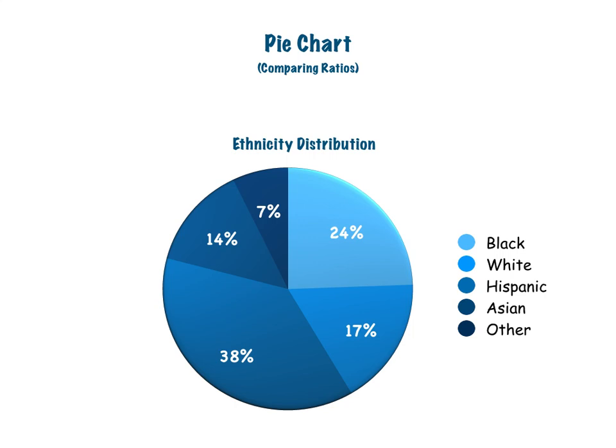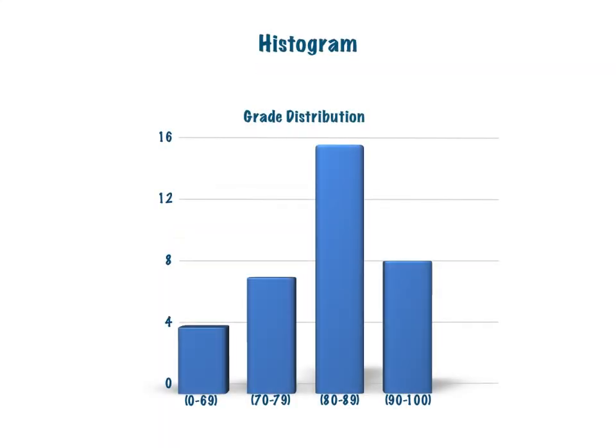The last example we're going to discuss is the histogram, which is great for showing frequencies. In this example, we see that just under 4 people got grades between 0 and 69. Just under 8 people got grades between 70 and 79. Approximately 16 students got grades between 80 and 89. And 8 students got grades between 90 and 100.